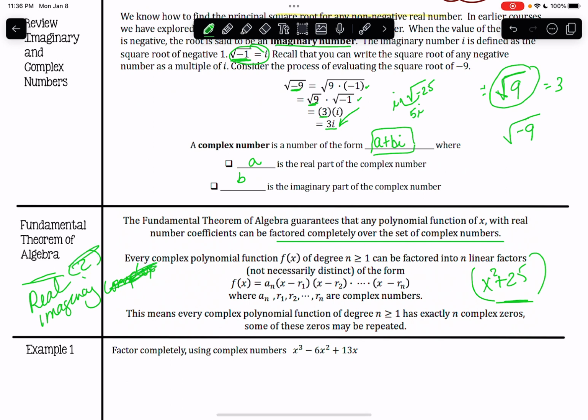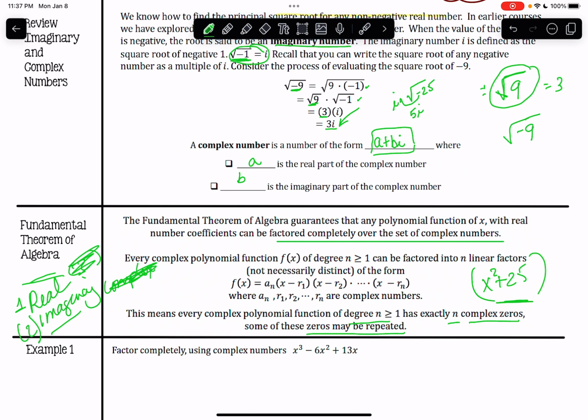All right, now imaginaries come in pairs. Sorry, I keep messing up. So if you have a third degree and you have two imaginary, that means you have one real. So you can kind of figure some things out. Every complex function of degree greater than 1 has exactly n complex zeros, and some of those zeros may be repeated, meaning that would be multiplicity.